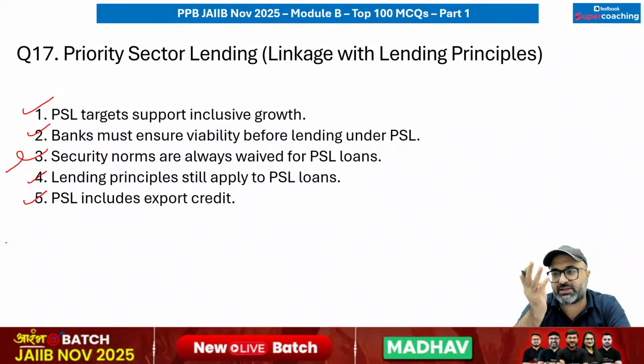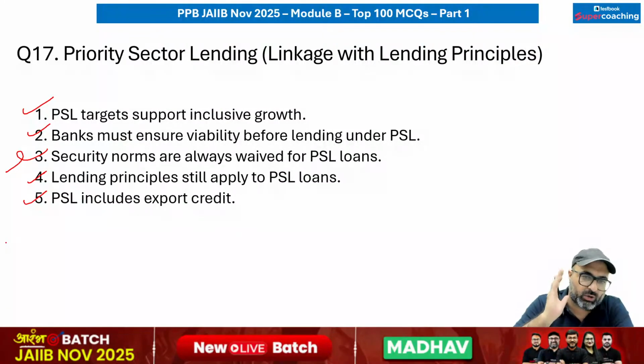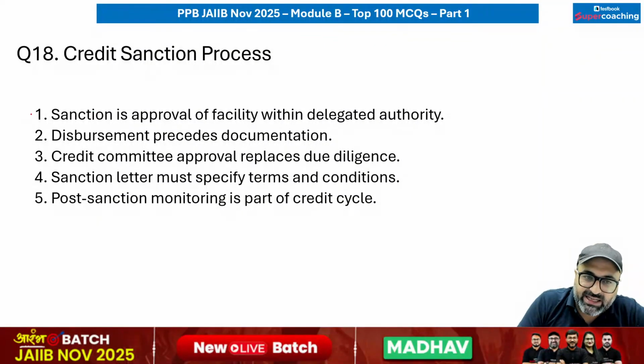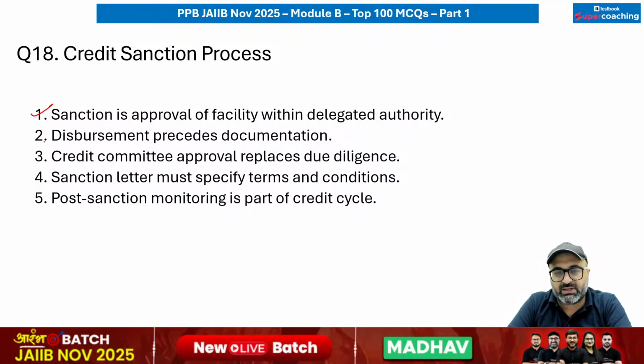That is true. Agriculture, export credit, weaker section, renewable energy, education loan, home loan, social infrastructure as well as export. Include MSME also, which I missed. These are the 8 subsectors which are targeted. Next is credit sanction process. Sanction is approval of facility within delegated authority. That is true.